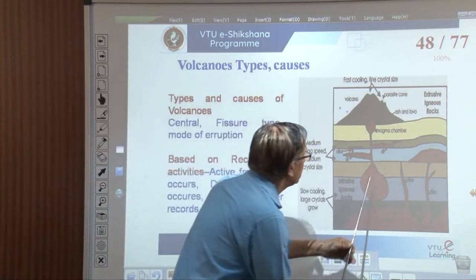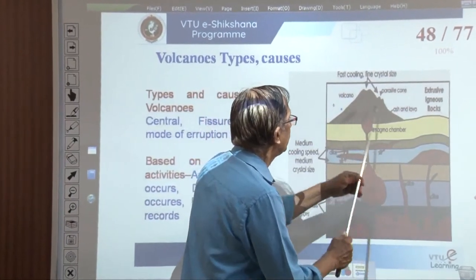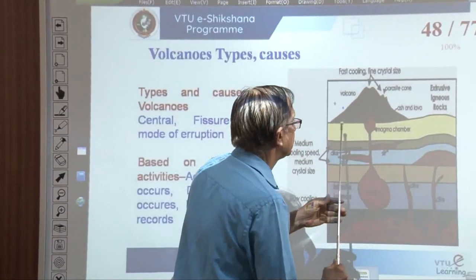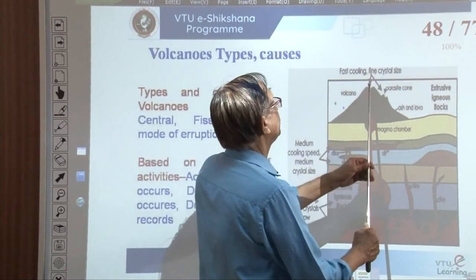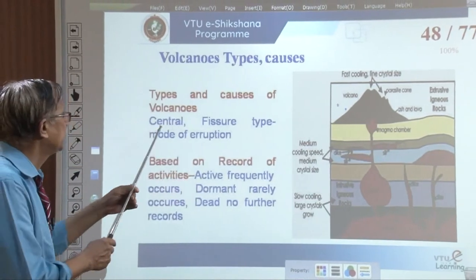If everything comes and becomes viscous, it builds up and does not flow for a long distance. They build a mountain-like, hill-like structure. That is the central volcano.